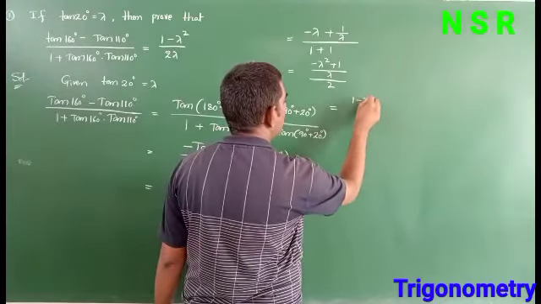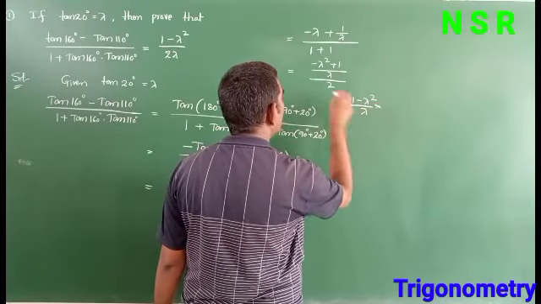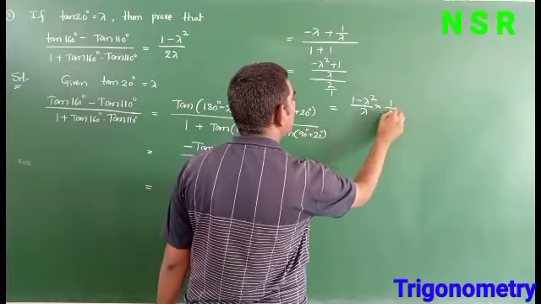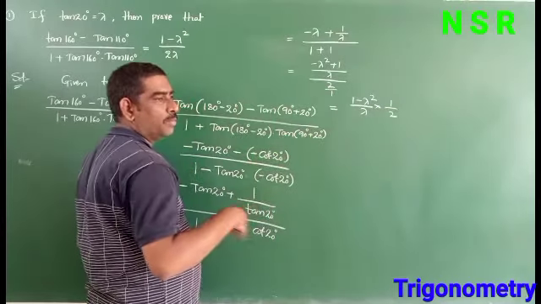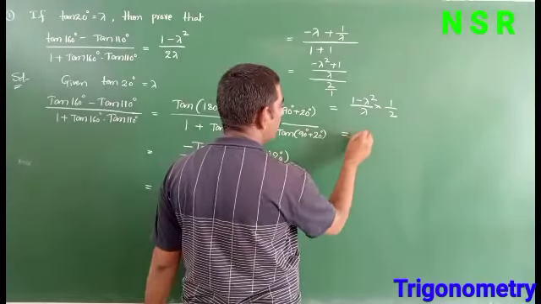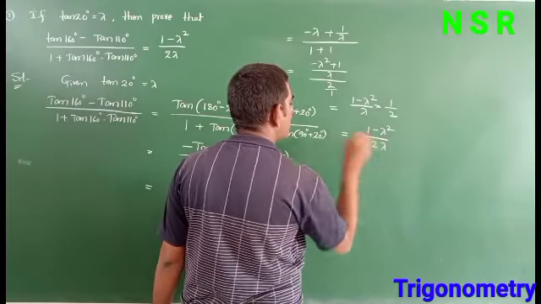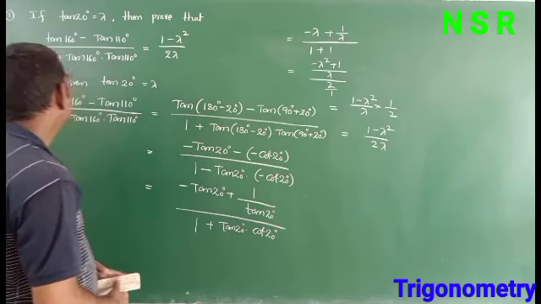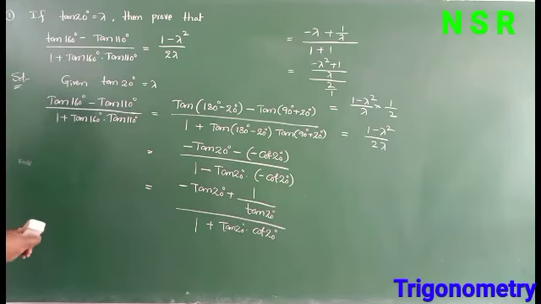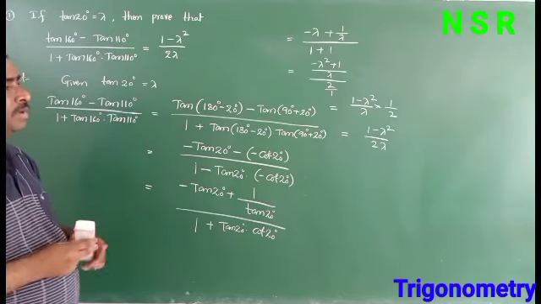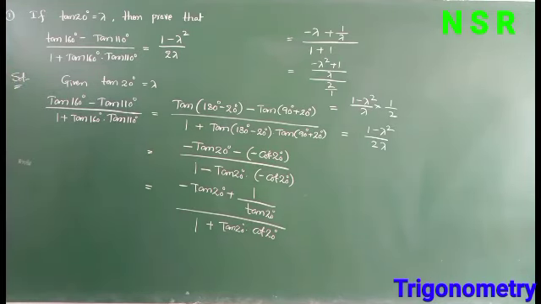So (1 minus lambda square) by lambda, into 2 by 1. The 2 moves to the denominator, it becomes 1 by 2. So 1 minus lambda square by 2 into lambda, that is 2 lambda. So our value tan 160 minus tan 110 by 1 plus tan 160 and tan 110 simplifies to 1 minus lambda square by 2 lambda. So this is our first 2 marks question.